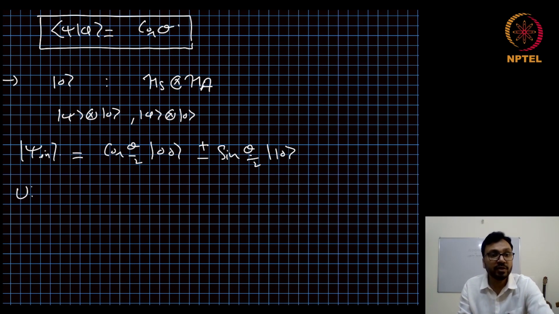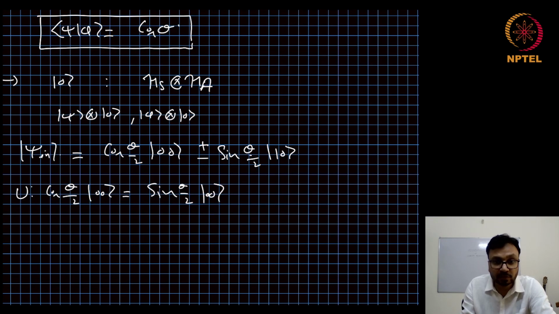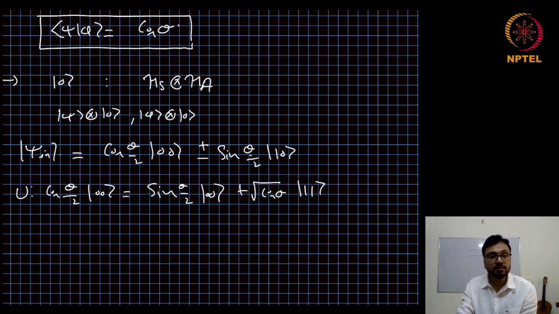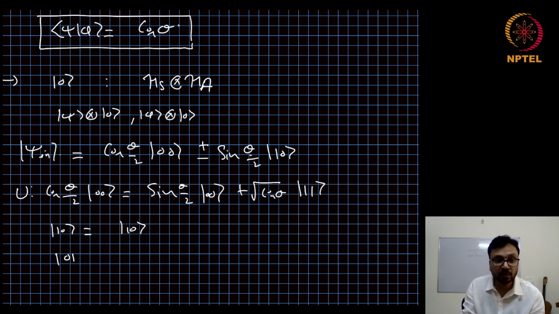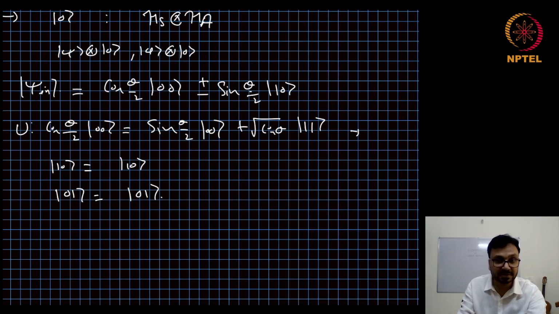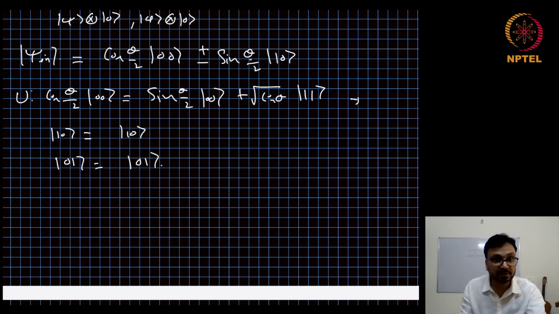Now let us say we can find a unitary which acts as follows. If it acts on |0,0>, it will give us sine theta over 2 |0,0> plus root cos theta |1,1>. If it acts on |1,0>, it will give us |1,0>. If it acts on |0,1>, it will give us |0,1>. And when it acts on |1,1>, we will get something orthogonal to this state. So let us say such a unitary exists. We know it will work, that's why I'm giving you this unitary. We will examine this unitary later on.